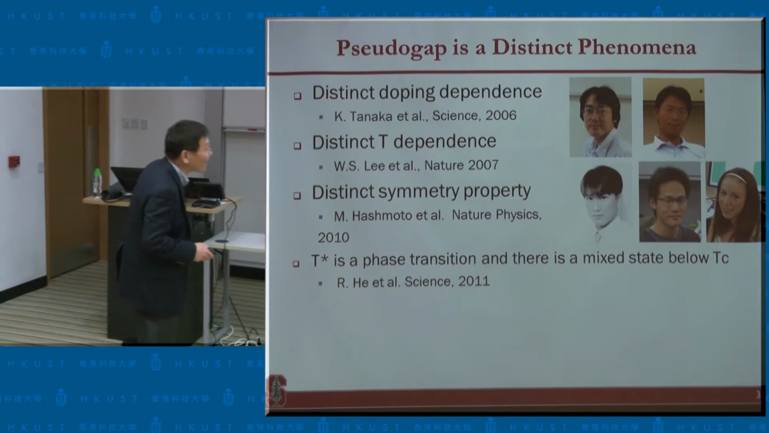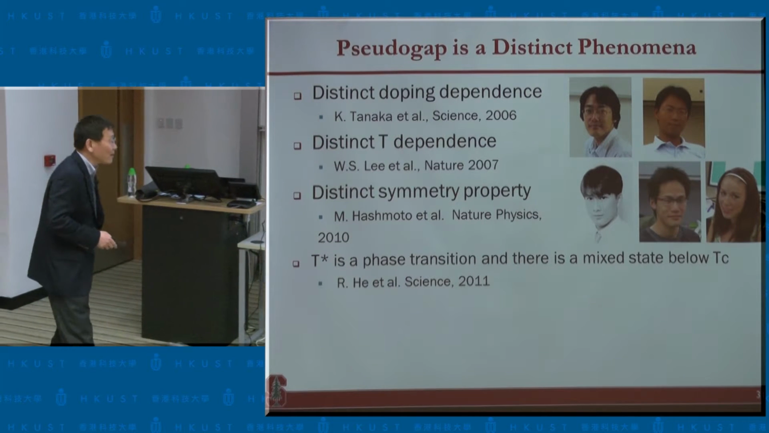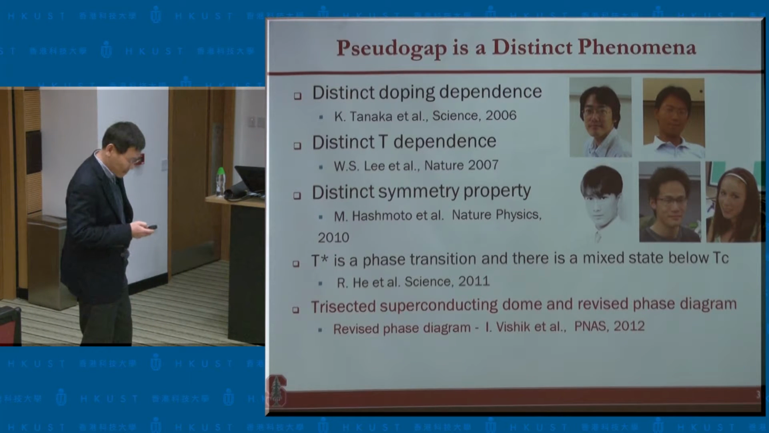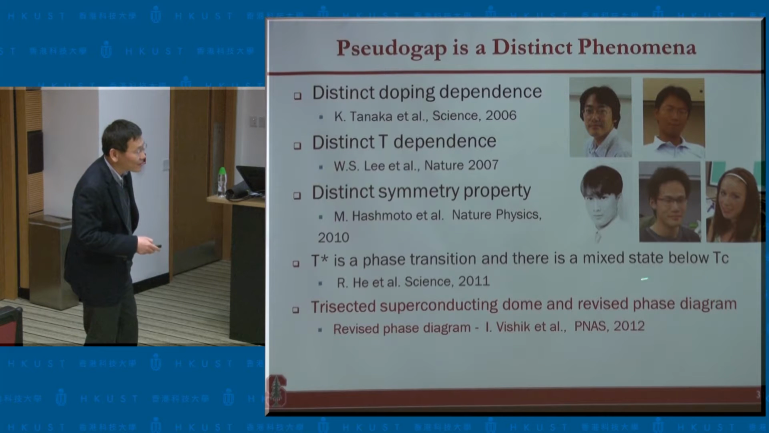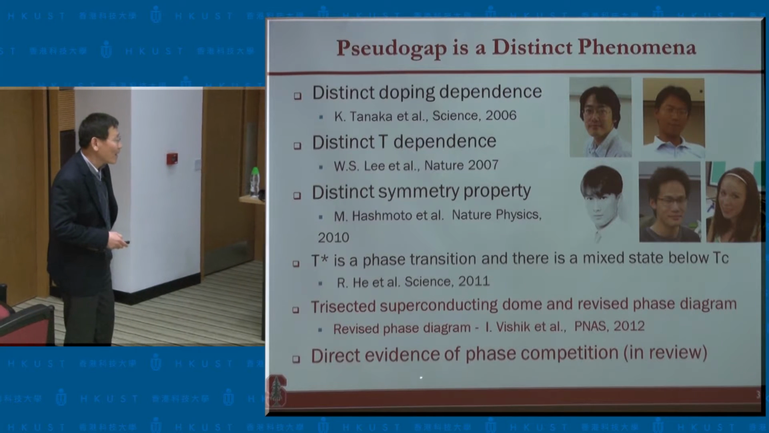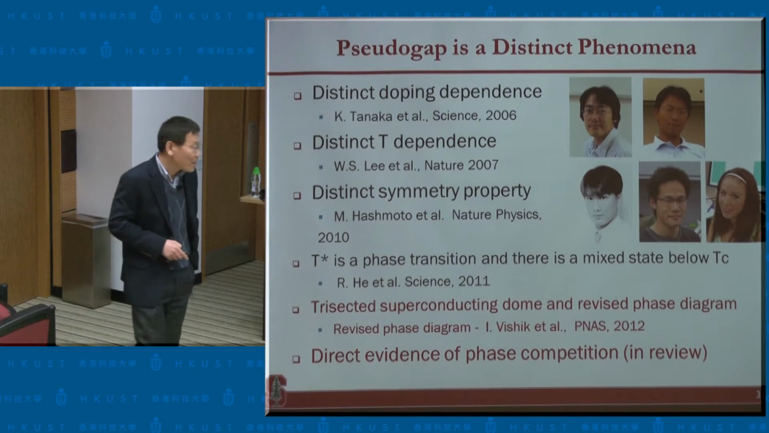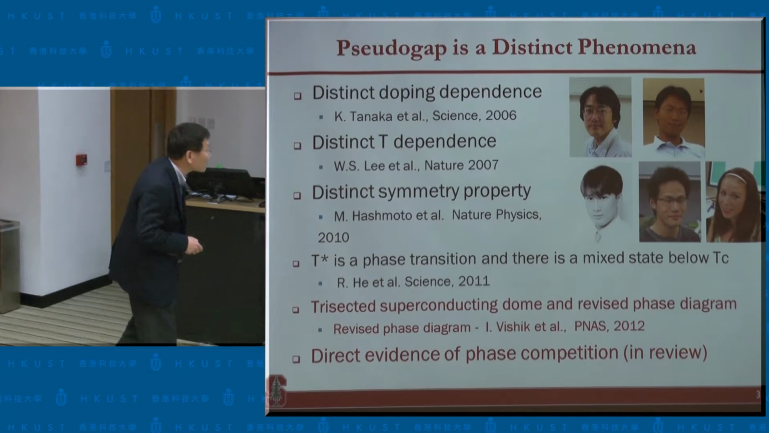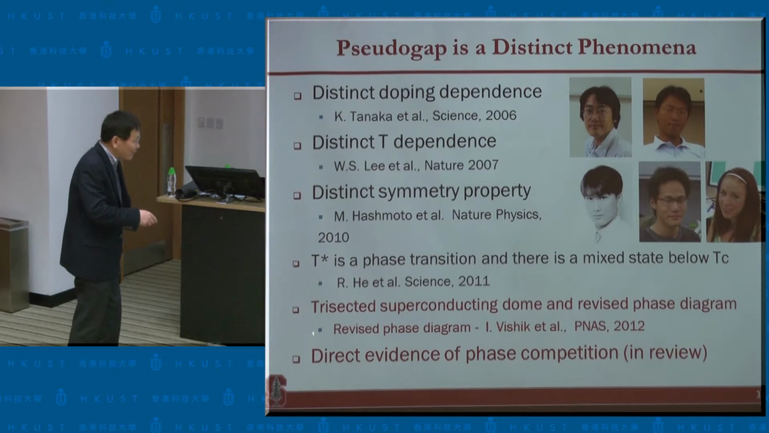He is now on the faculty at Boston College. Then last year, it was the thesis work of Inna Vishik, and we showed that the superconducting dome is much richer, and we proposed a revised phase diagram. She went to MIT now as a Pappalardo fellow. Here we also find direct evidence in spectroscopy, and this paper is under review now, of phase competition between the pseudo gap state and the superconducting state. For time limits, let me just focus on these two most recent pieces of work.